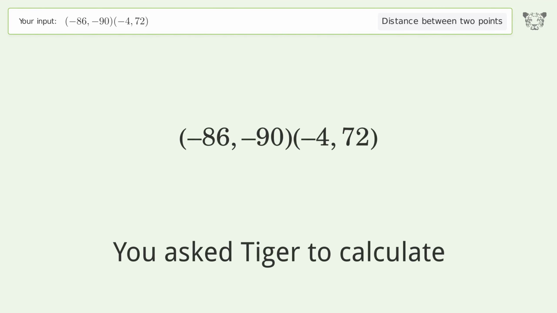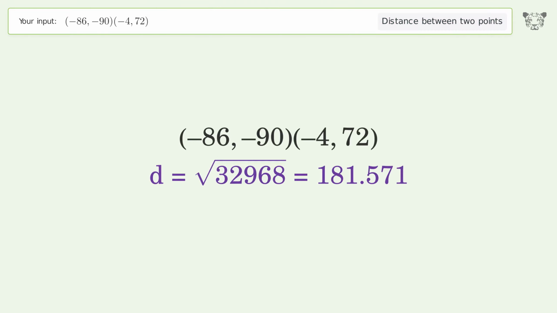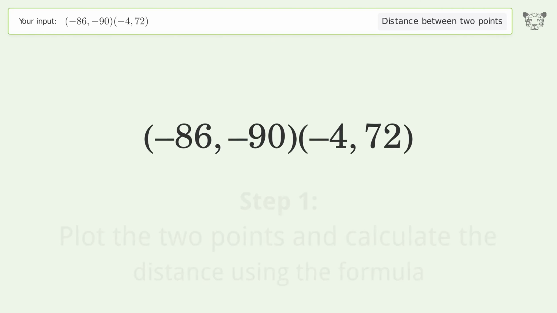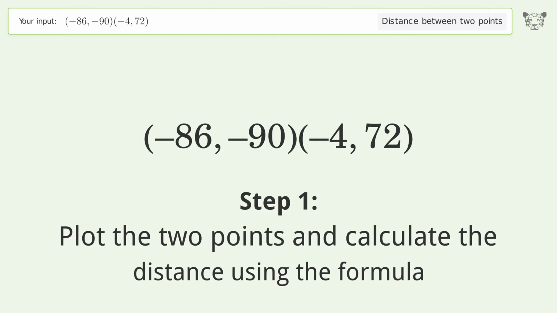You ask Tiger to calculate. This deals with the distance between 2 points. The distance between the 2 points is the square root of 32,968 or 181.571. Let's solve it step by step. Plot the 2 points and calculate the distance using the formula.